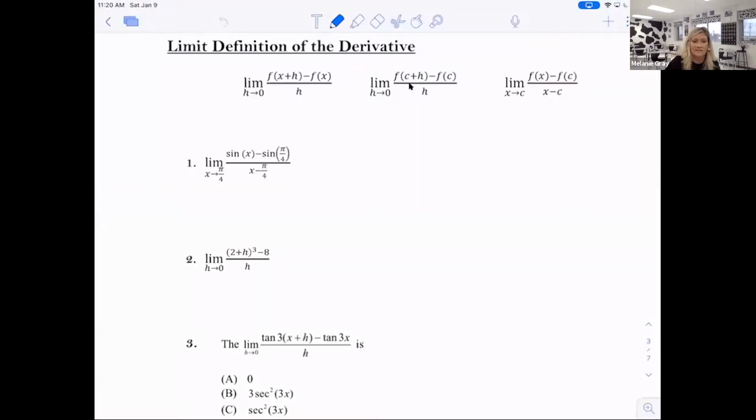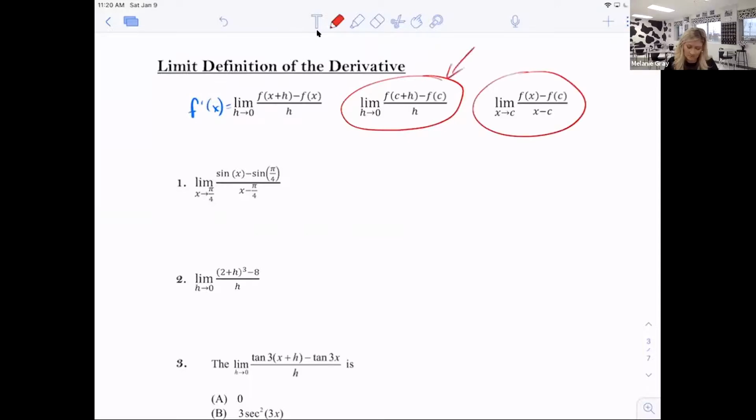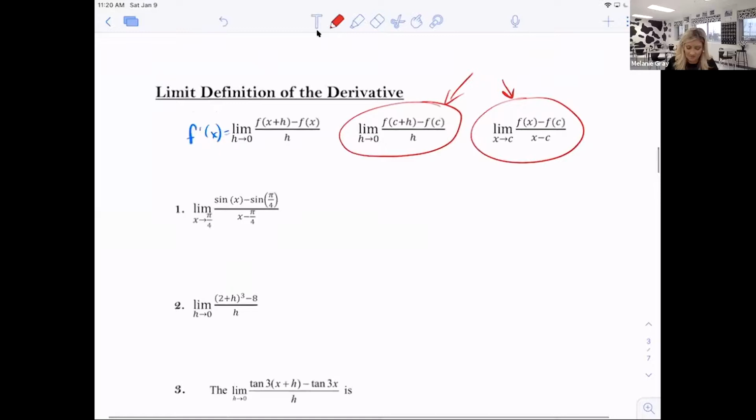All right, so here's where we should be, the limit definition of the derivative. And again, this is page 3 in your student handout. You can see I've given 3 versions here of the limit definition, but the first version is the limit definition for f prime of x. Okay, and then these two would give you the limit definition at a particular point. So f prime of c for each of these versions of the limit definition.